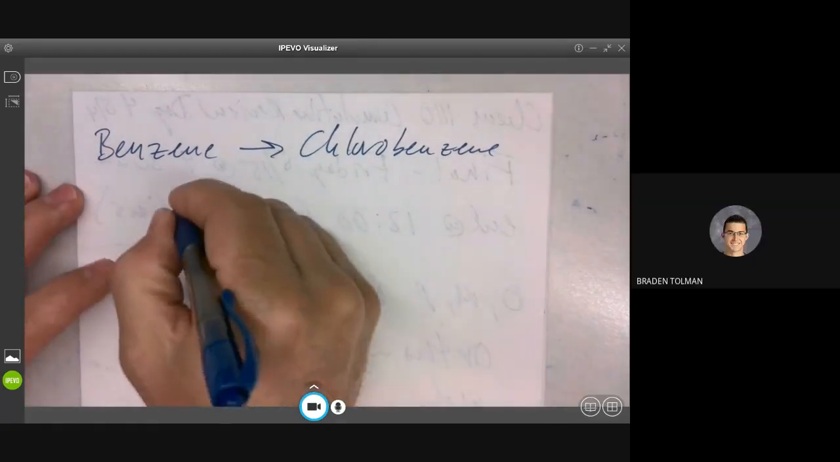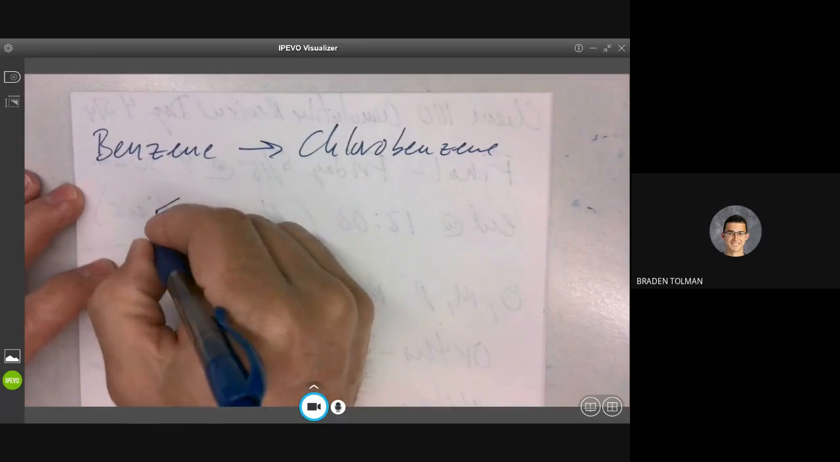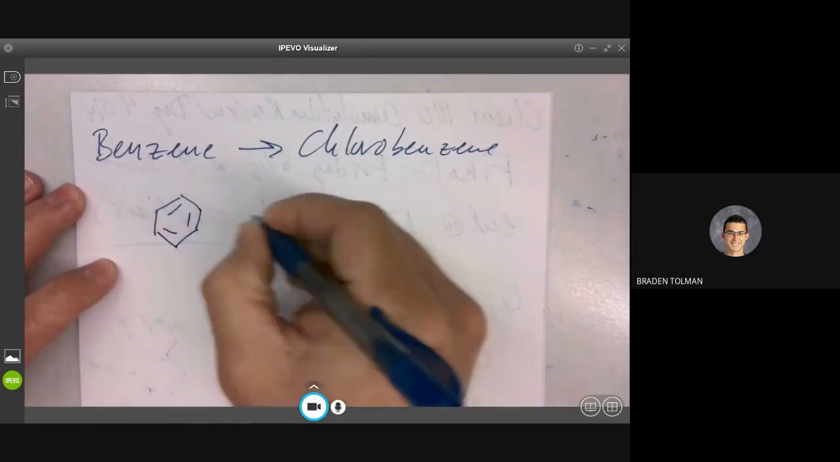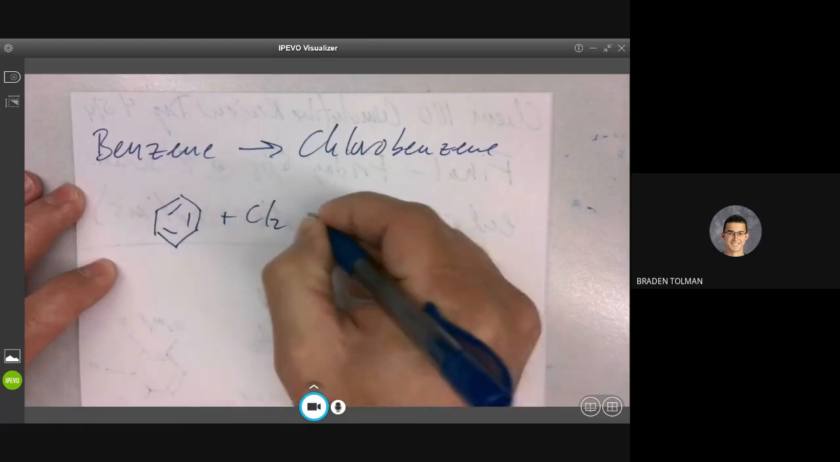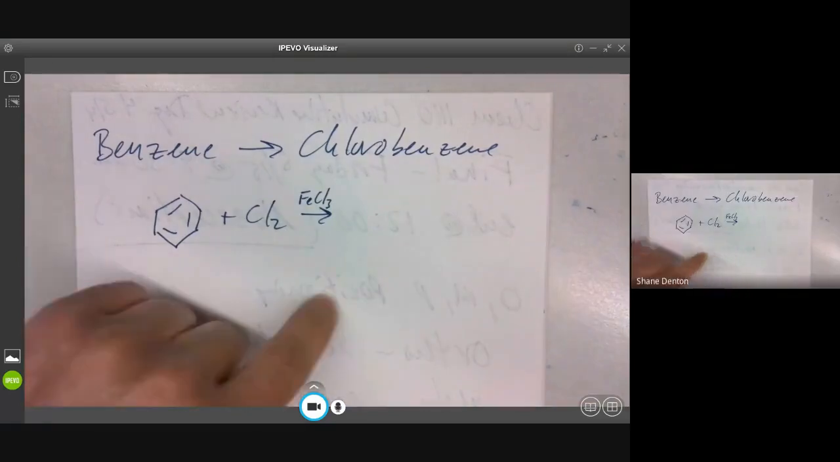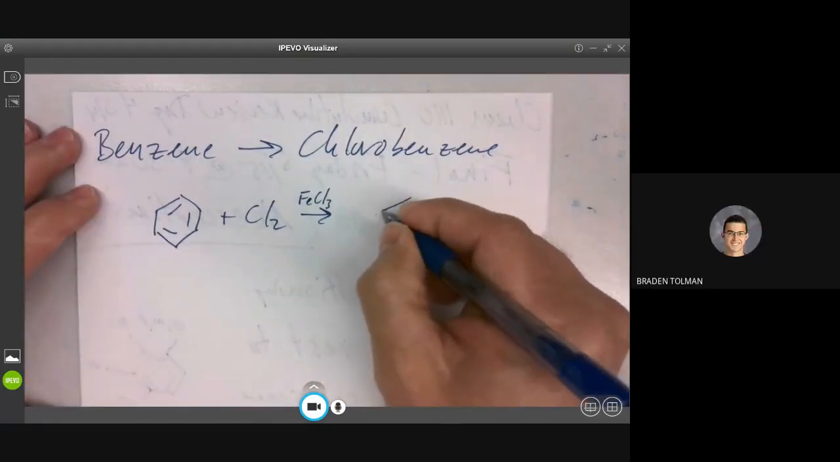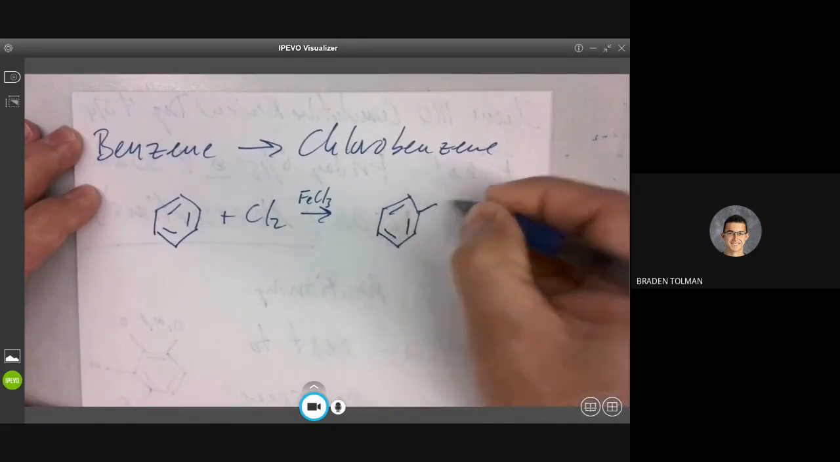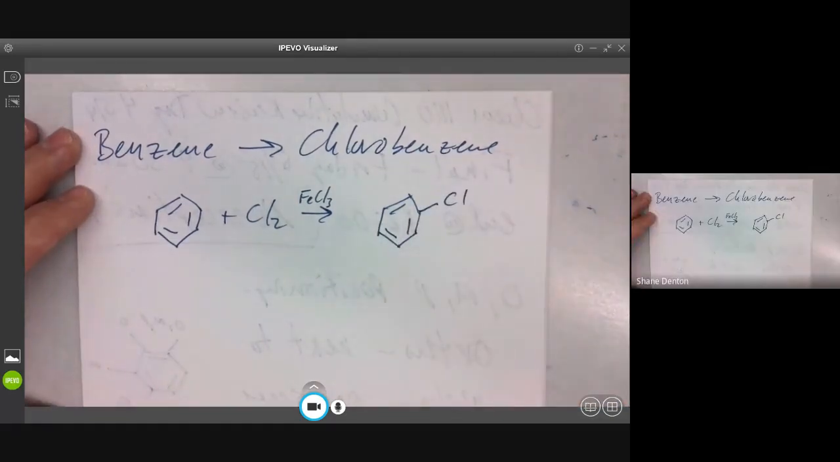Isn't it benzene plus Cl2, and then the arrow, and over the arrow is the catalyst, which is FeCl3? And then you'll only replace one of the H's on the benzene ring with the Cl. Like that? Yeah. That's chlorobenzene?